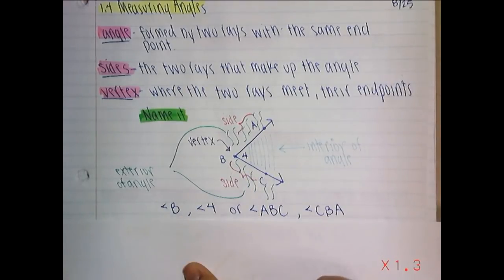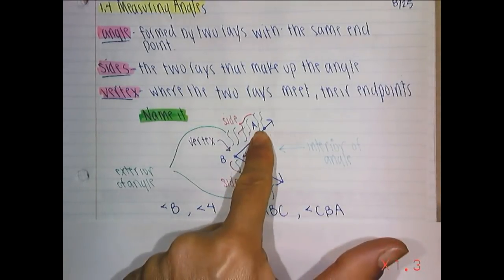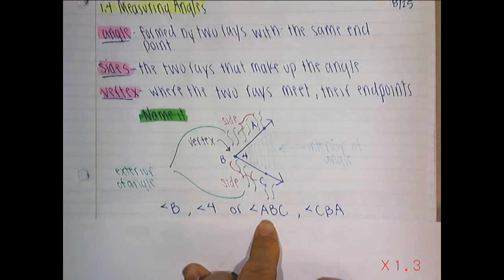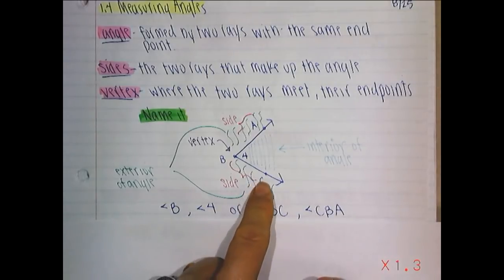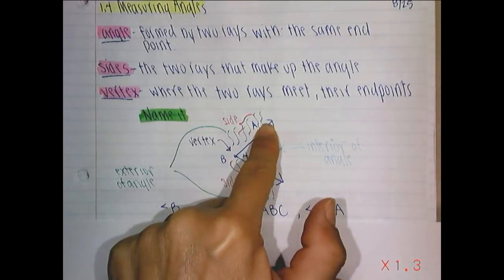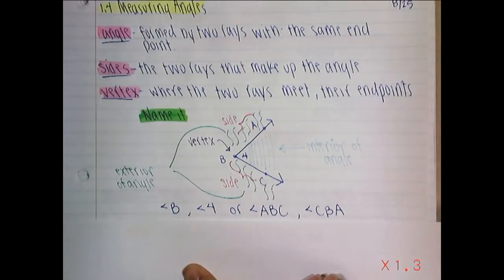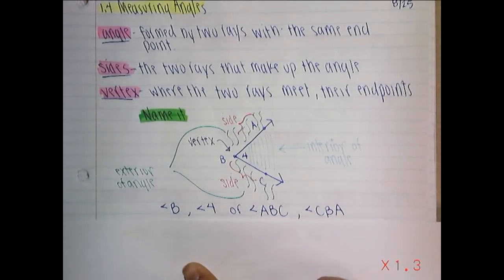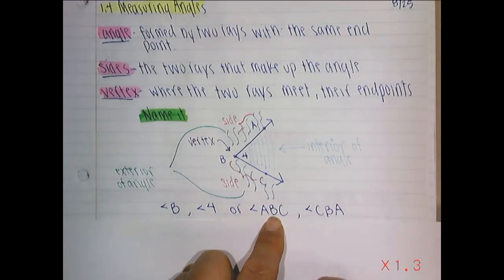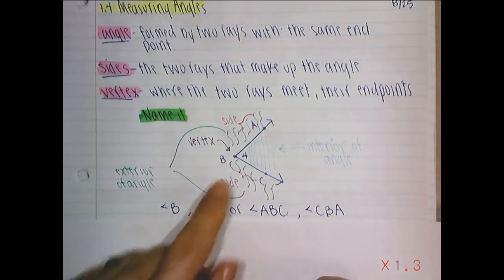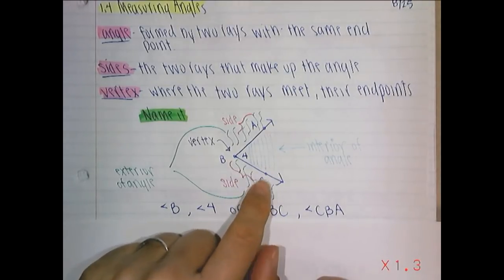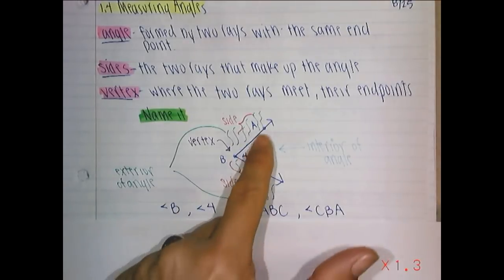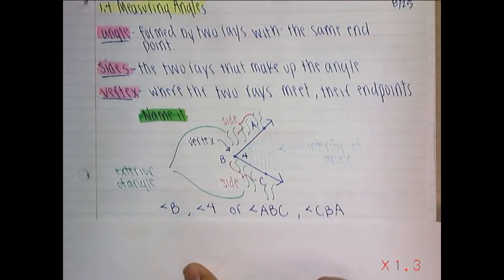I can also call it angle ABC, or I could call it angle CBA. The important part when naming an angle with three letters is that the vertex always has to be in the middle, and you can't jump around. You have to go from one end, CBA, or start at the other end and go that direction.